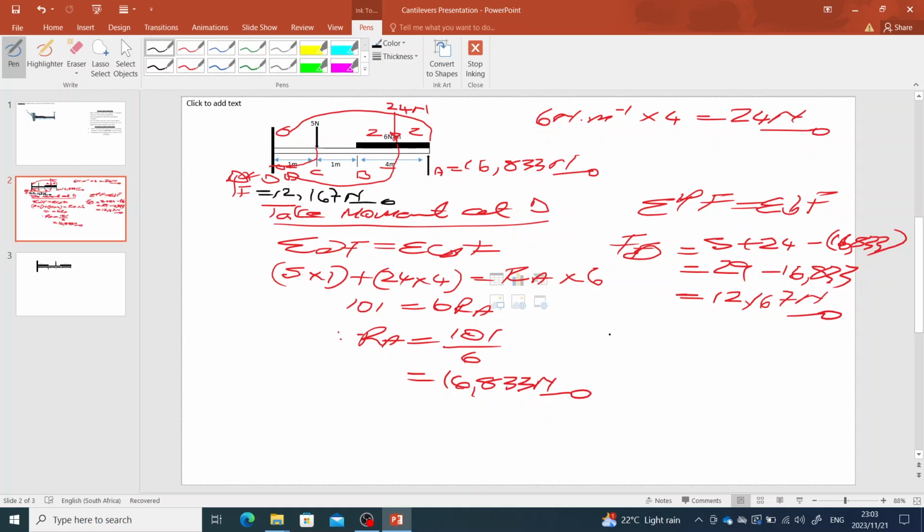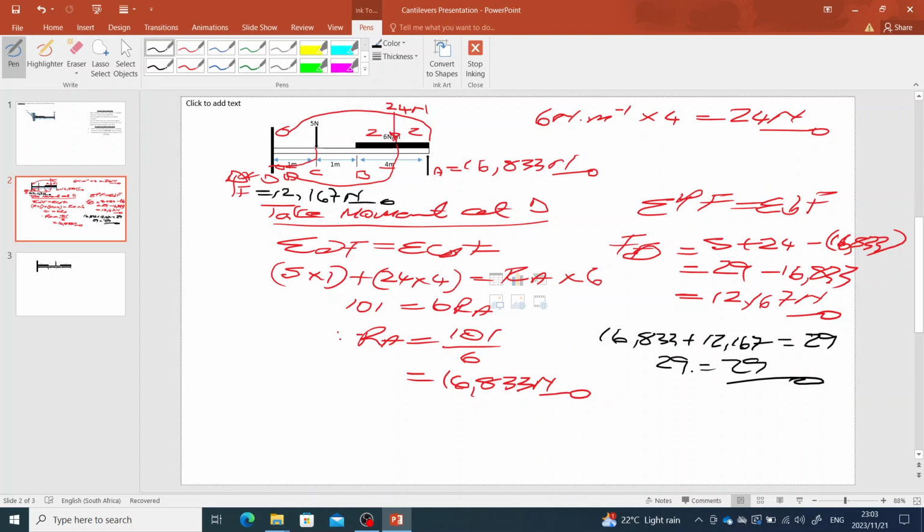Because when you add the two, 16.833 plus 12.167 equals 29. They must give you 29 equals 29, then our beam is balanced. Right, this is how you work out your reactional supports on your cantilever.